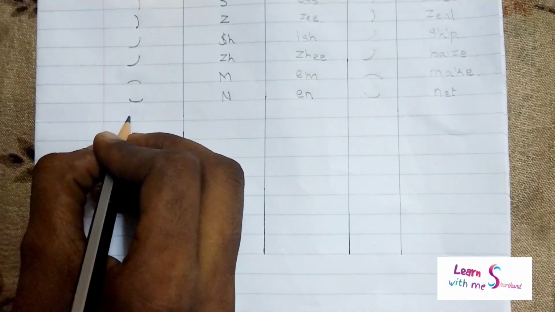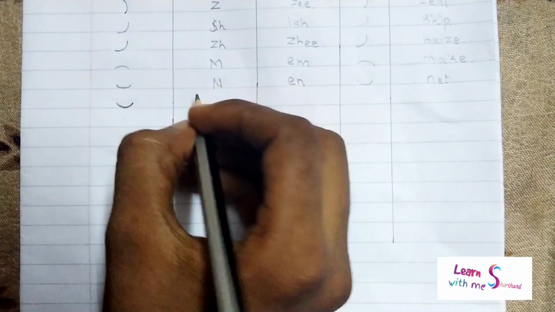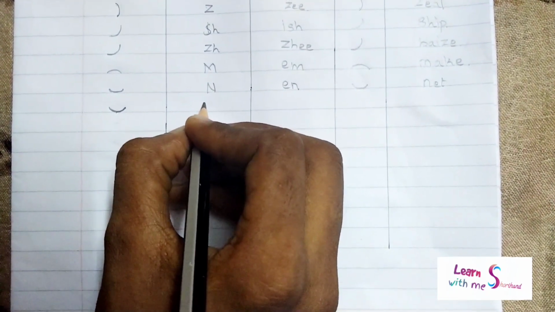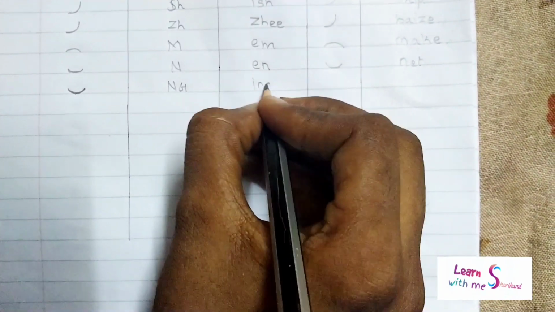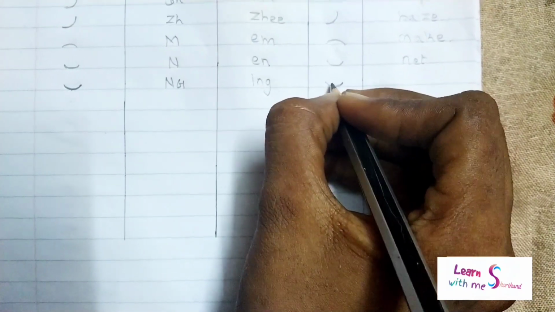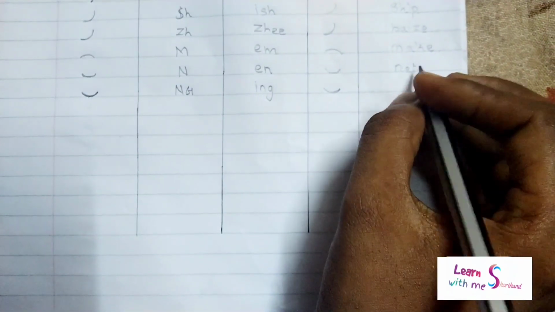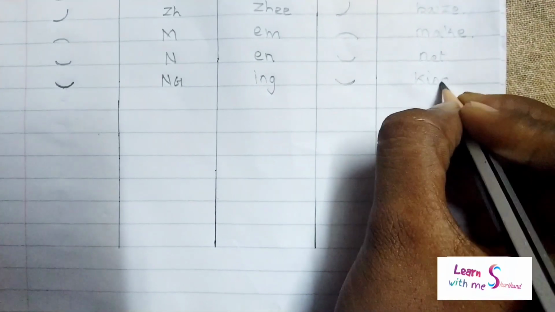The next stroke is ing. This is a darker stroke. The letter is ing and the pronunciation is also ing, and it is also a horizontal curve. The example word for ing is king.